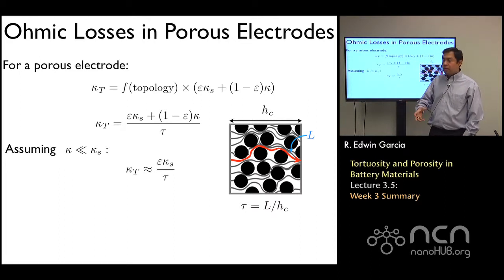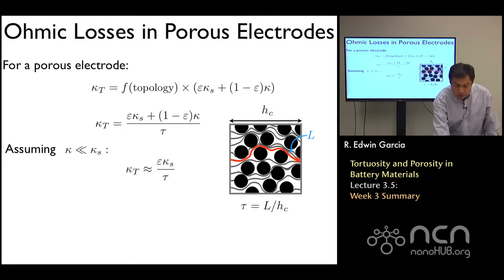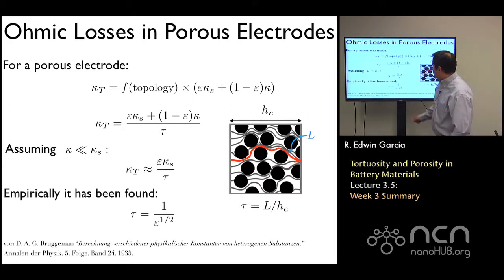Empirically, it has been found that for perfectly spherical, smooth particles, the tortuosity can be defined in terms of 1 over the porosity to the 1/2, which was reported by Bruggeman in 1935 in a paper that had to do more with sands and powders than with anything else.